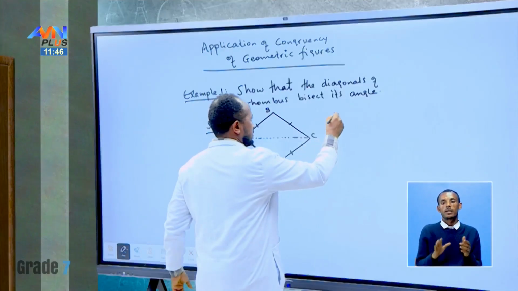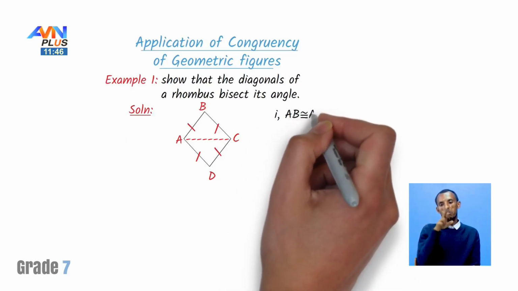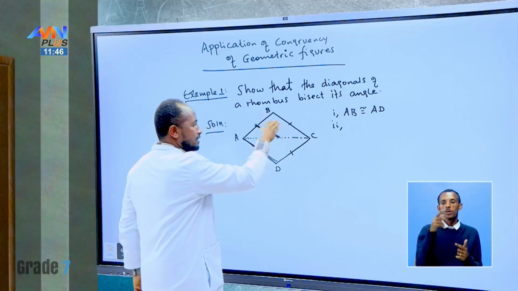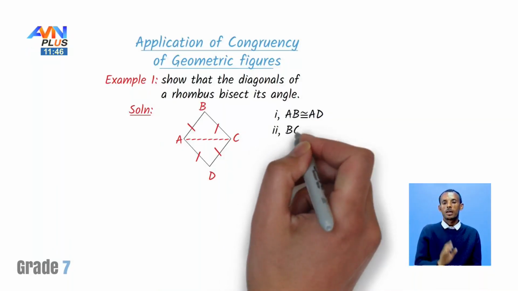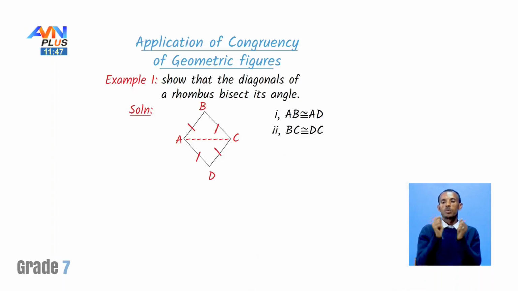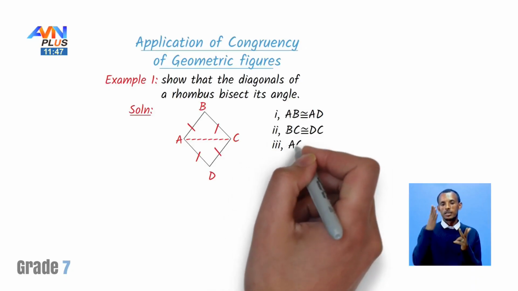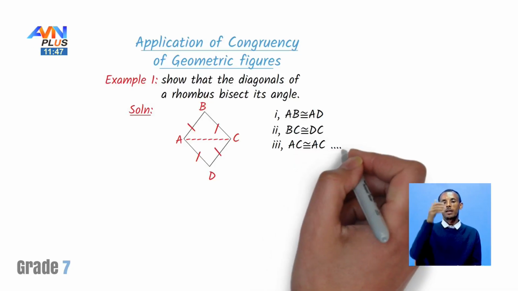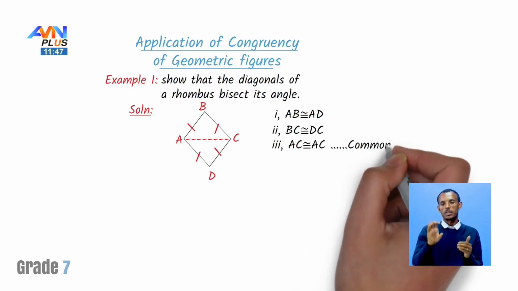That means side AB is the same as side AD. Again, as you can see, side BC is equal with side DC. And the third side AC is congruent to itself. It's a common side. Or I can say AC is congruent to AC, a common side for both triangles.